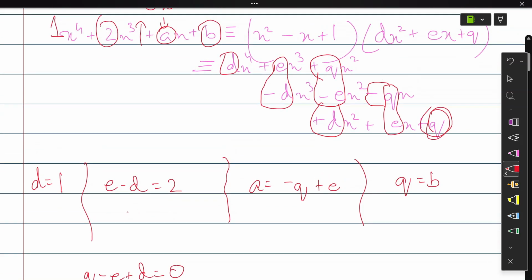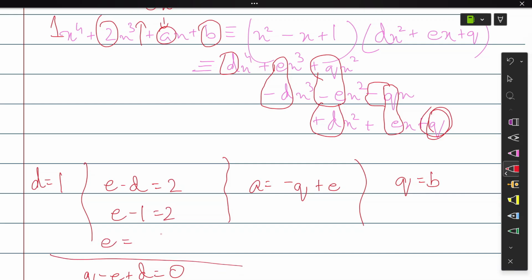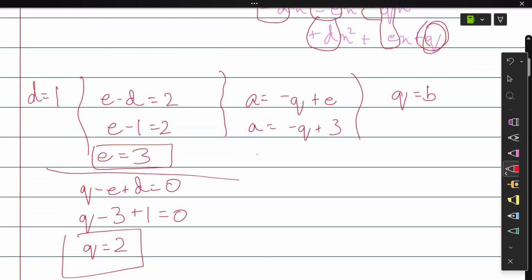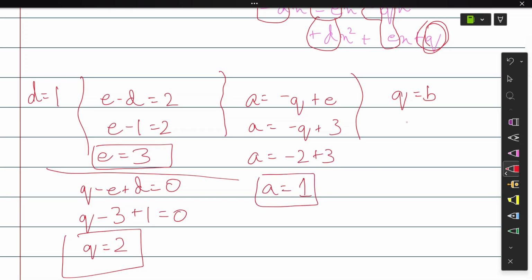Now we know d equals 1, so e minus 1 equals 2. e is now equal to 3. So I know e equals 3, and here a equals minus q plus 3. That's something we can do. Now here you know q minus e plus d equals 0, so q minus 3 plus 1 equals 0. q is now equal to 3 minus 1, which is 2. So q equals 2, and I can put it here: a equals minus 2 plus 3, a equals 1. So we know a is equal to 1 directly.